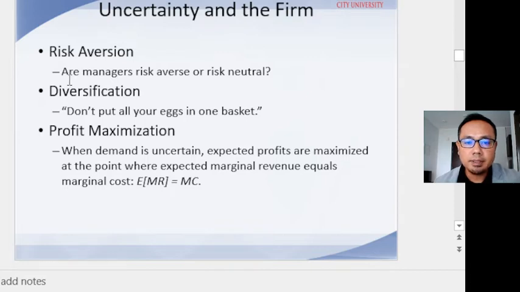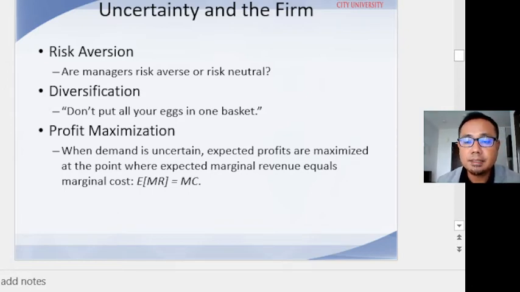So the first one, you can see from this point: are managers risk averse or risk neutral? Just as consumers have preferences regarding risky prospects, so does the manager of the firm. A manager who is risk neutral is interested in maximizing expected profit, and the variance of profit does not affect a risk neutral manager's decision.